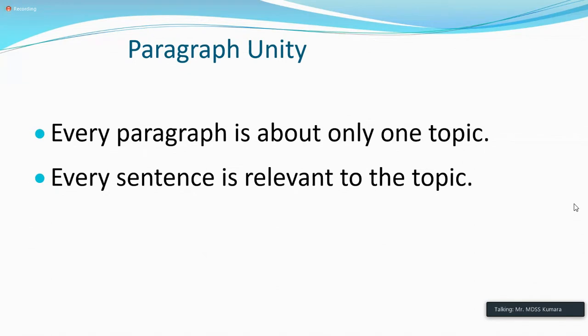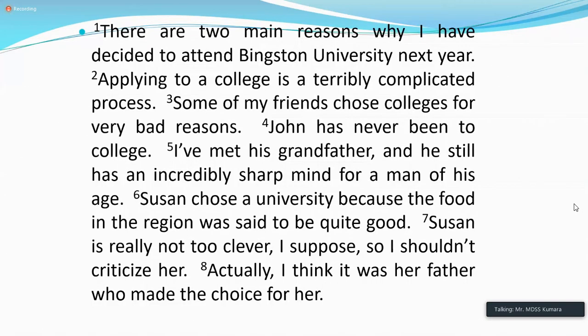In addition to that, every sentence in the paragraph should also be relevant to the topic. You cannot include irrelevant information. For example, in the paragraph about reasons for environmental pollution, you cannot include results of environmental pollution and vice versa. So that way, every sentence in the paragraph should be relevant to the subtopic of the paragraph. So we'll see examples of this.